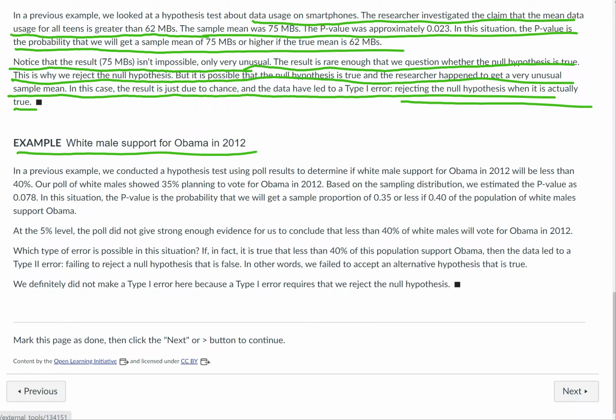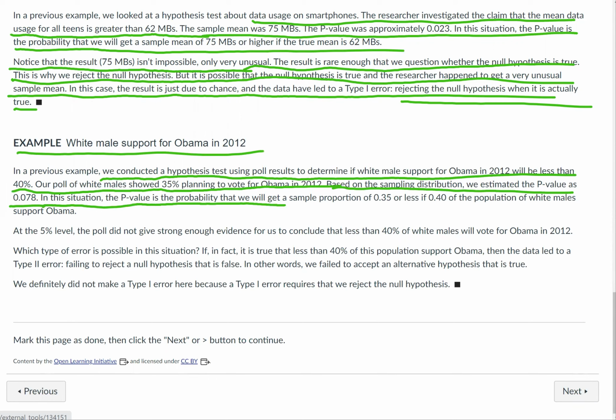So for example, back to the white male support for Obama in 2012 example that we saw in previous pages, in that case, we conducted a hypothesis test using poll results to determine if white male support for Obama in 2012 would be less than 40%. Our poll of white males showed 35% planning to vote for Obama in 2012. Based on the sampling distribution, we estimated the p-value as 0.078. In this situation, the p-value is the probability that we will get a sample proportion of 0.35 or less if 0.40 of the population of white males supports Obama.